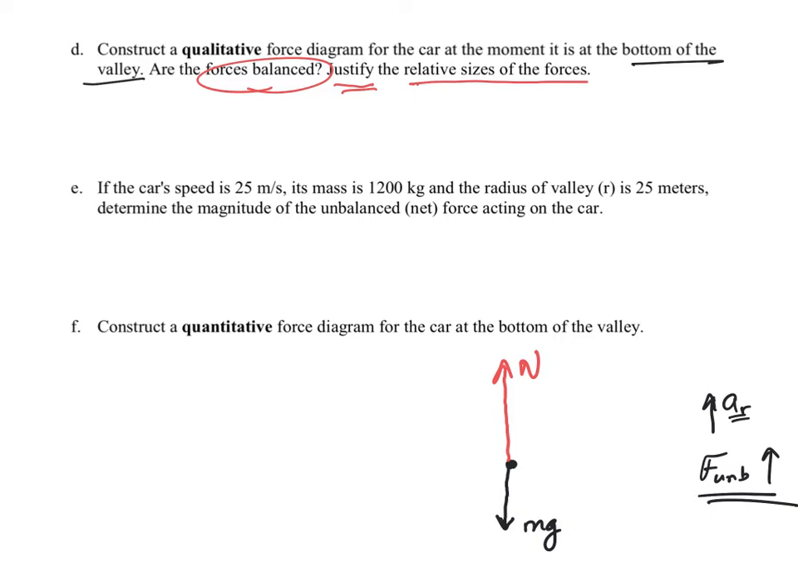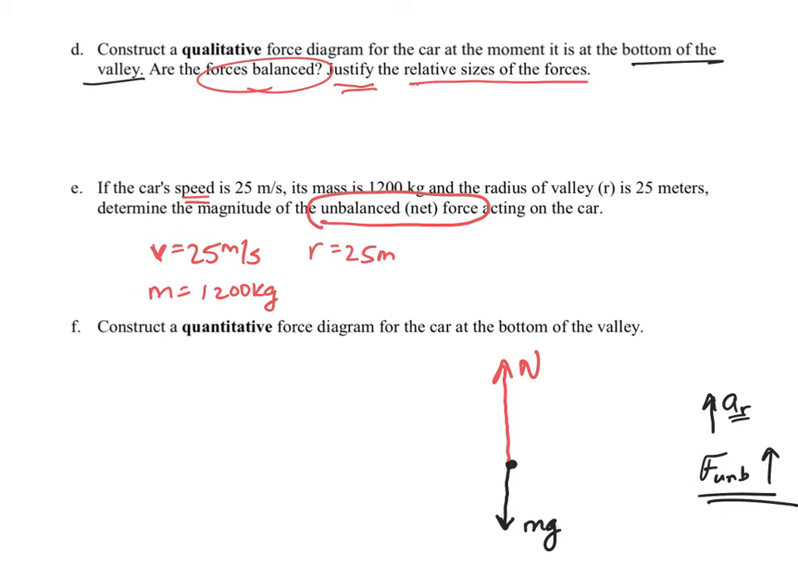Well, now it gives us some numbers. It says the car's speed is 25 meters per second. I'm going to call that v. Notice they use the word speed. It's not necessarily in a direction because the direction is changing. The speed is 25 meters per second, the mass of the car is 1,200 kilograms, and the radius of the valley is 25 meters. What's the unbalanced or net force acting on the car?